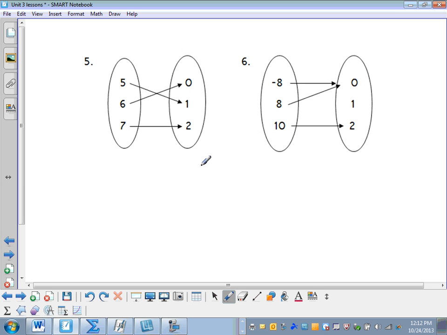Here we have a mapping, so we know in mappings that this is our input or our x values, this is our output or our y value. Where is y 0? 6 is the 0 of the function.